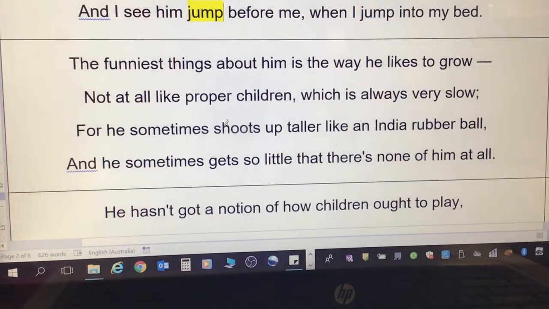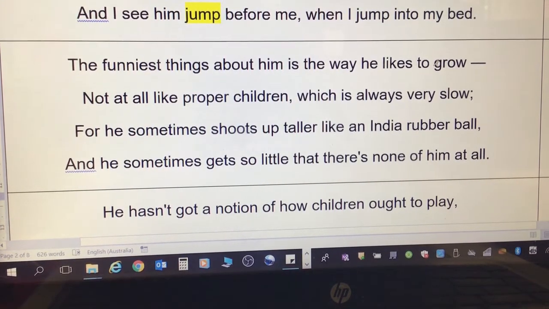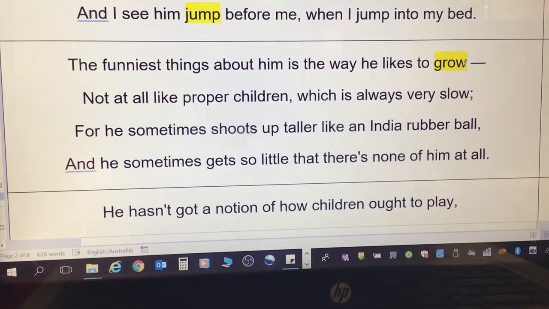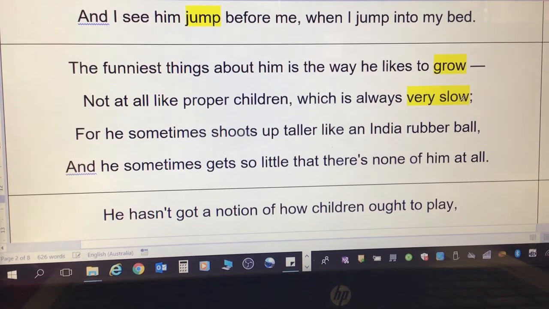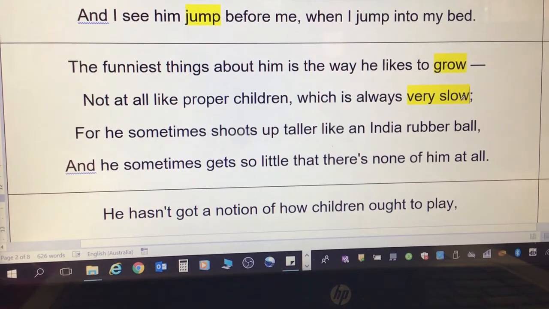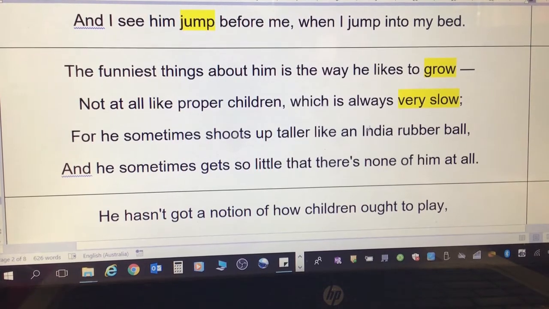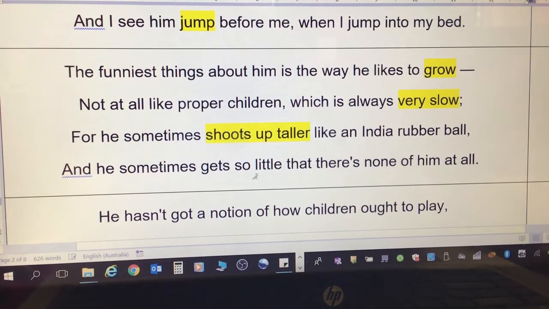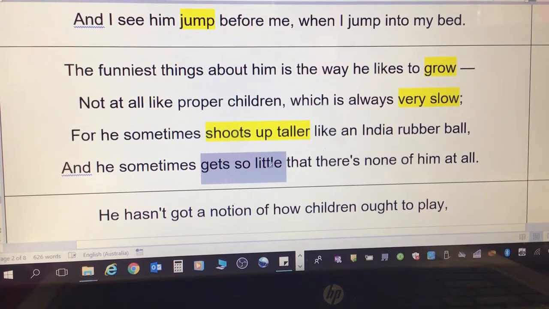Let's have a look at the second verse. "The funniest thing about him is the way he likes to grow." Here's another action word, grow. "Not at all like proper children, which is always very slow." Wow, we can use this one in our dance, very slow. "For he sometimes shoots up taller like an Indian rubber ball, and he sometimes gets so little that there's none of him at all." Maybe we could use the idea of shoots up taller, or gets so little.